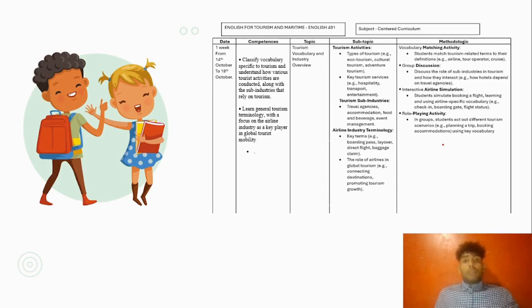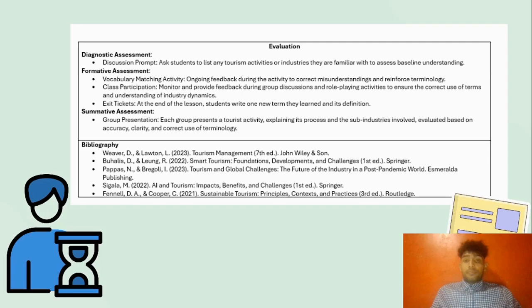My students have to develop two competencies during the week: classify the vocabulary and learn general tourism terminology. They will also see 5 subtopics during the week. The methodology that I chose so my students can learn these interesting topics is vocabulary matching activity, group discussion, and interactive plan simulation. This is a role play that they have to perform in class, and also another role play activity they have to perform in class.